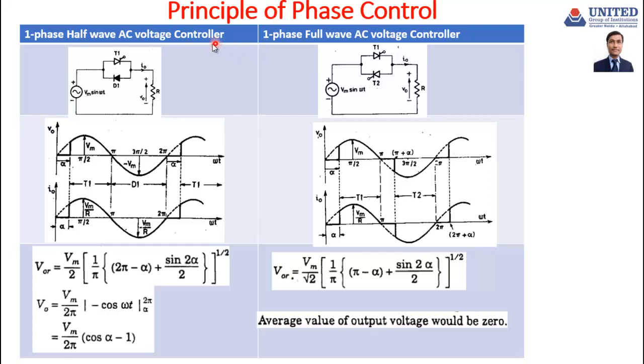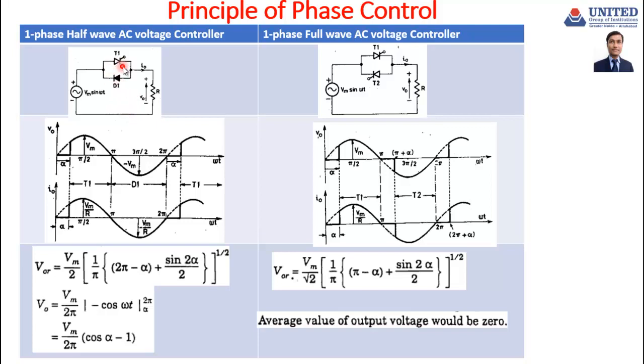Here there are two configurations. First one is single phase half wave AC voltage controller, and second is single phase full wave AC voltage controller. The single phase half wave AC voltage controller consists of one thyristor in anti-parallel with one diode. This circuit configuration is called single phase half wave voltage controller.